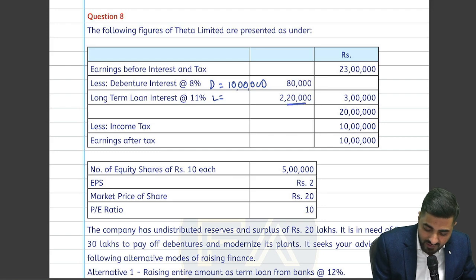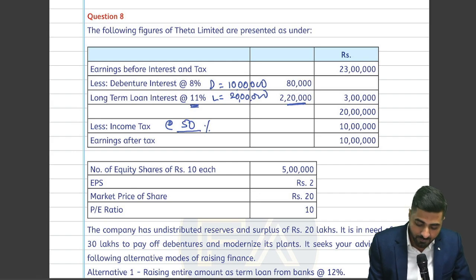So give me the amount of long-term loan. The interest is 2 lakh 20 and the rate is 11%. Come on, 20 lakh. And then they have told you the profit is 20 lakhs and income tax is 10 lakhs. So what does it mean? The tax rate is how much percent? 50%. Now you got NPAT.